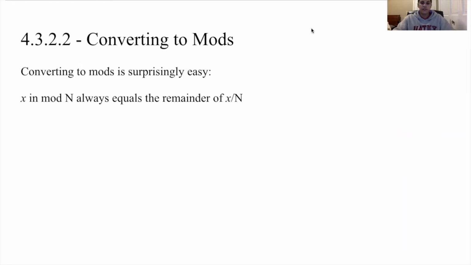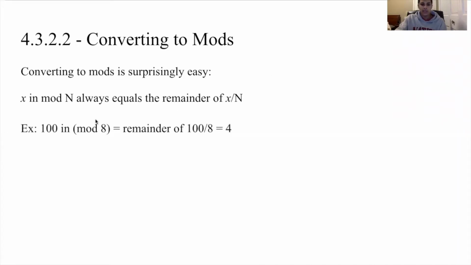All right, I hinted a little bit at this earlier, but now we're going to talk about converting numbers to mods. As in, if I had a number that wasn't in a mod, like 79, for example, and I needed to convert it into a mod, such as mod 7, this is how you would do it. If you have a number x, then x in mod n, and remember, n just represents some mod, so it could be mod 7 or mod 15 or whatever, will always be equal to the remainder of x divided by n.